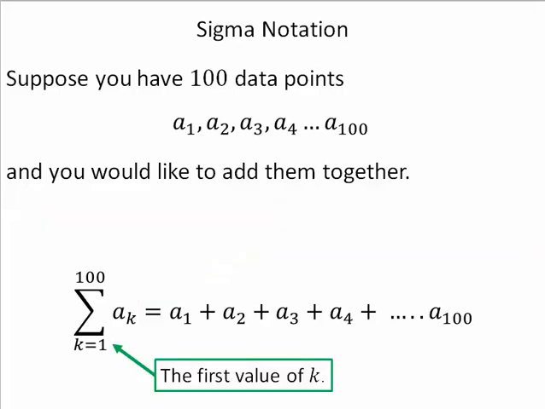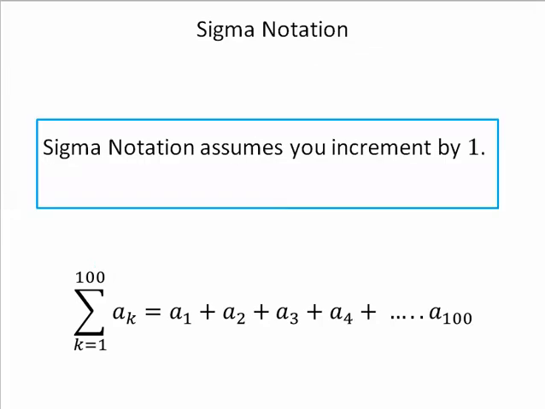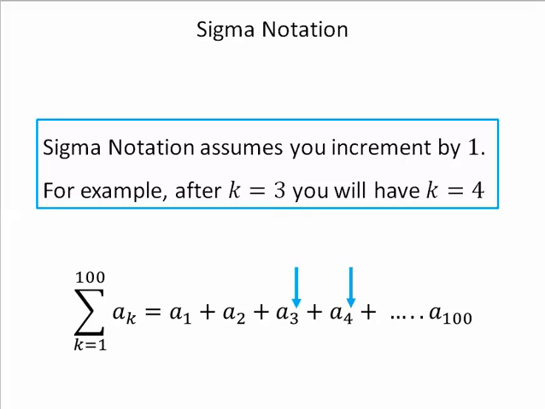The bottom number tells you the first value of k, and the top number tells you the last value of k. Sigma notation assumes you increment by 1. For example, after k equals 3, you will have k equals 4.